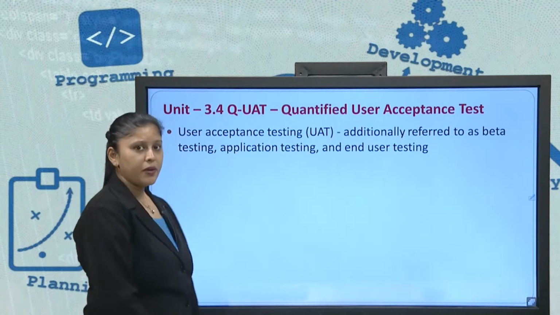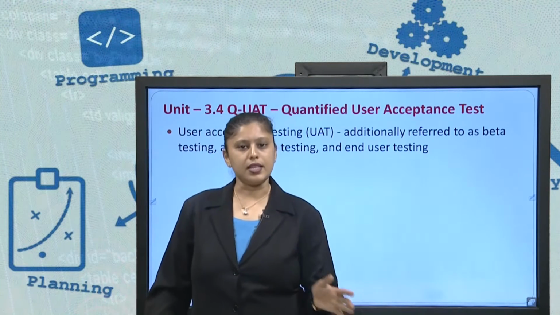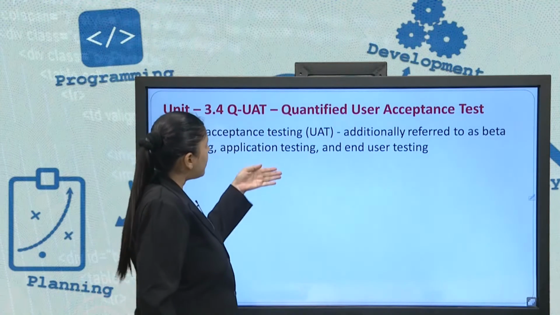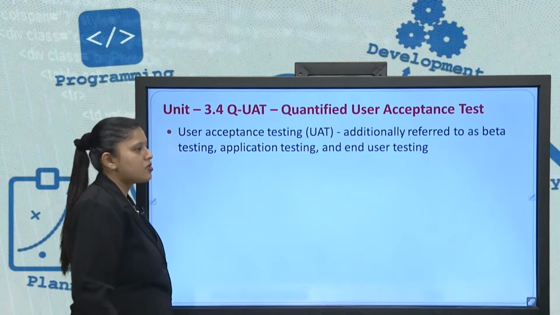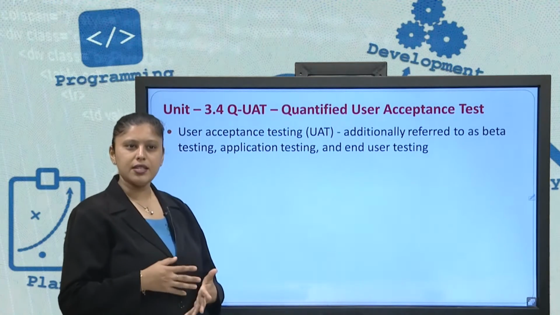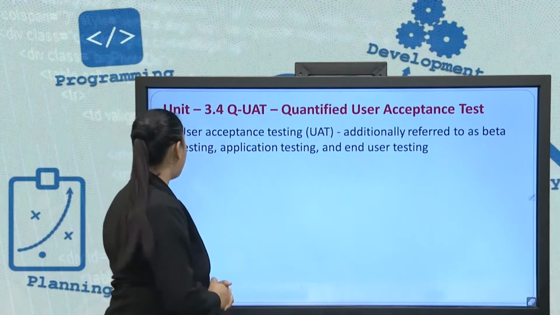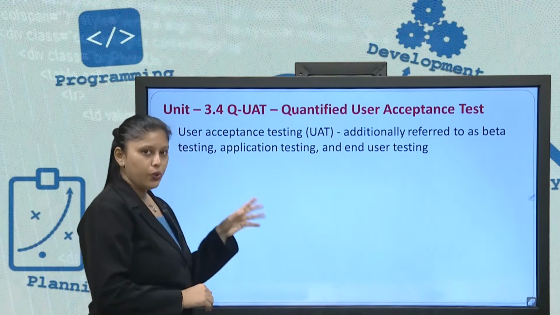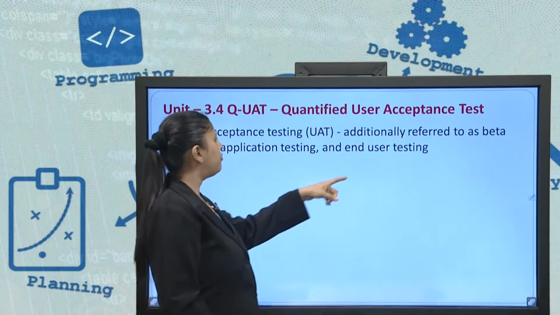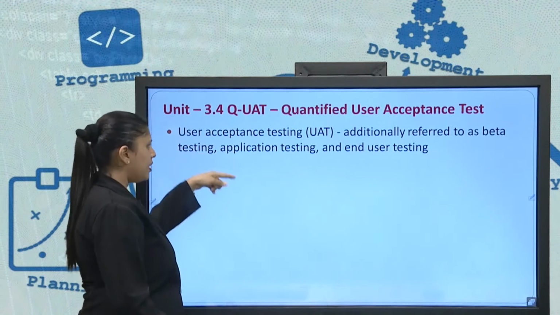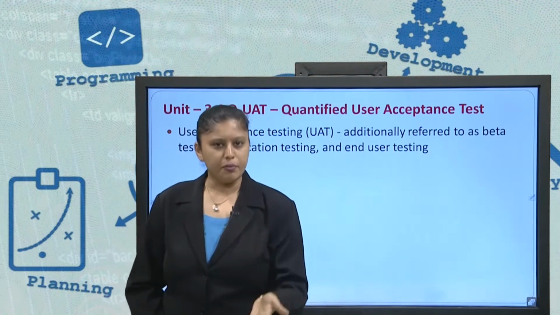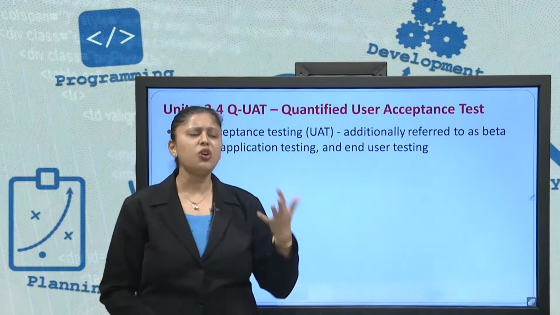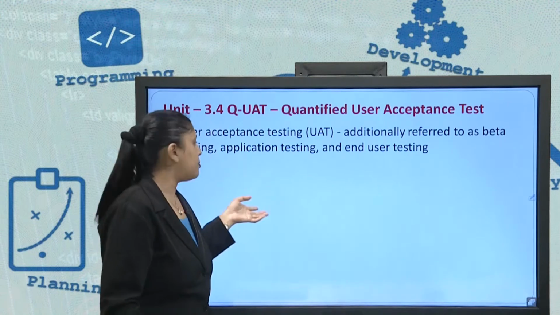Now the next topic is QUAT, which is called quantified user acceptance testing. Now what is quantified user acceptance testing? I would say it as QUAT. User acceptance testing, that is UAT, is additionally referred to as beta testing, application testing and end user testing. I said that it is going to be a kind of beta testing or an end user testing, or it is also referred to as acceptance testing.